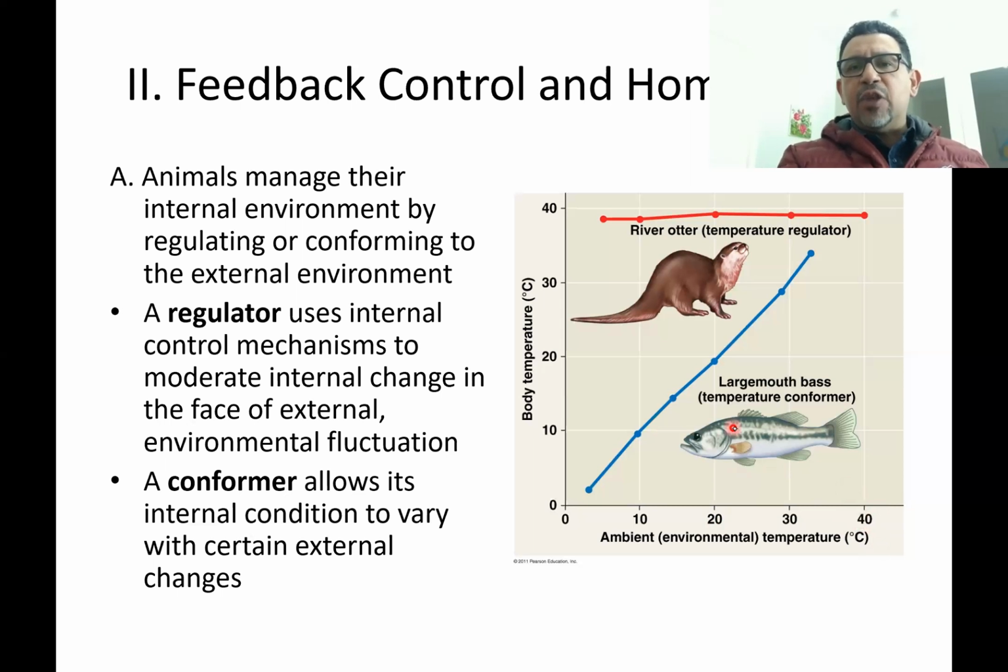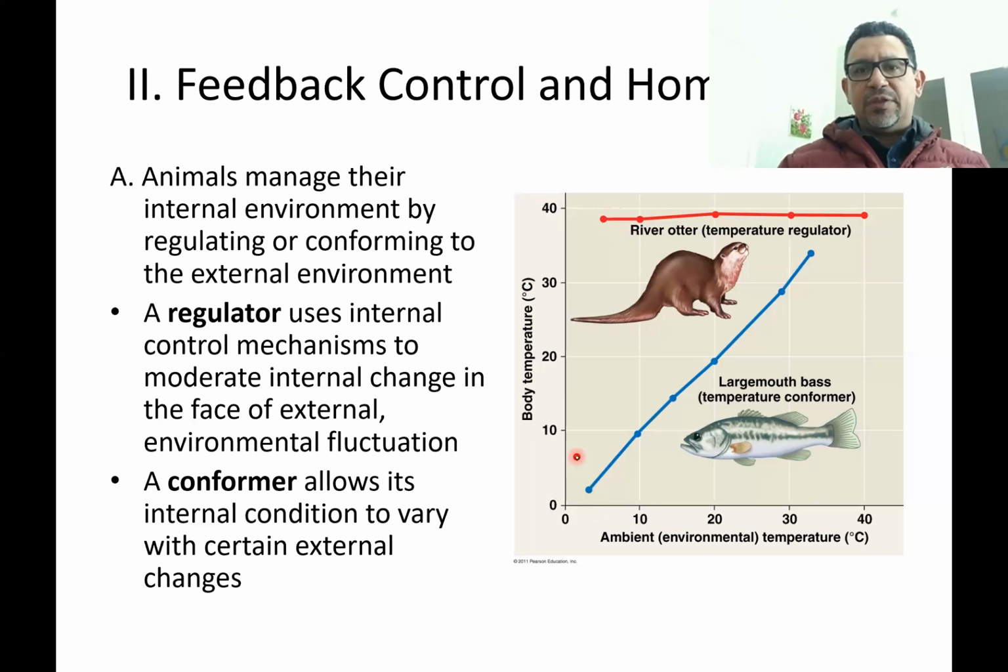Then if you look at this graph for the body temperature of the otter in relationship to the environmental temperature, you can see that for the otter, the temperature doesn't change. It's going to remain at around 40 degrees Celsius. How can they achieve this when the river or the lake environment is going to be really cold, close to freezing point? The answer is going to be in internal mechanisms and strategies.